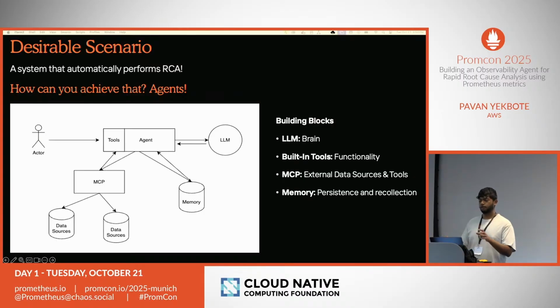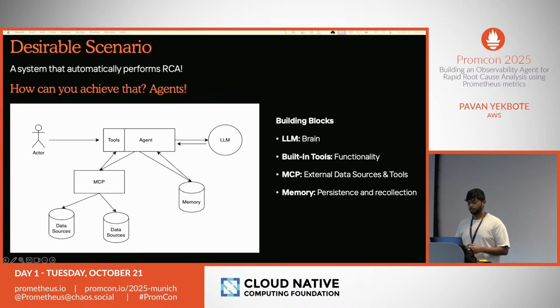And finally, you have memory, right? What is memory here? Well, it's used for persistence, recollection, and storing your chat history and also long-term facts. There's typically two types of memory: short-term memory and long-term memory. Short-term memory is typically your chat history, whereas long-term memory is facts that have been extracted from your conversation, right?